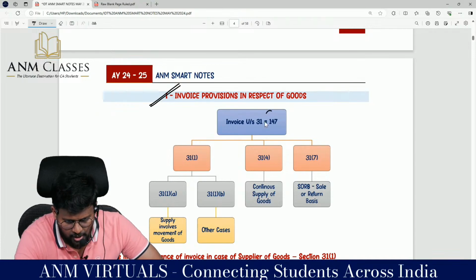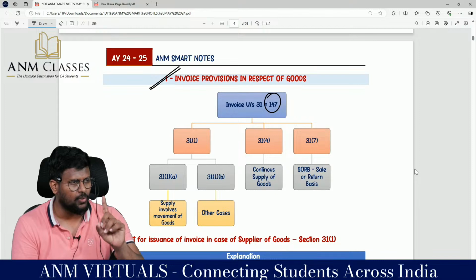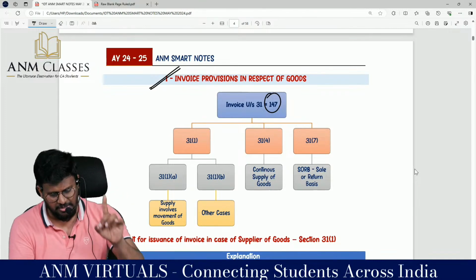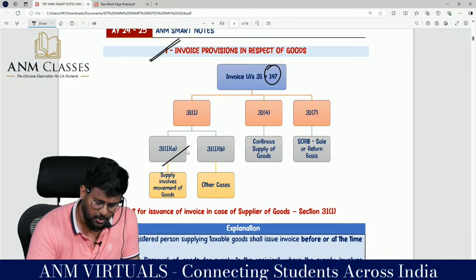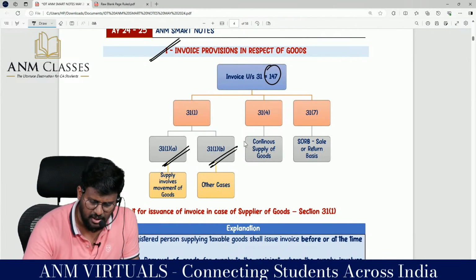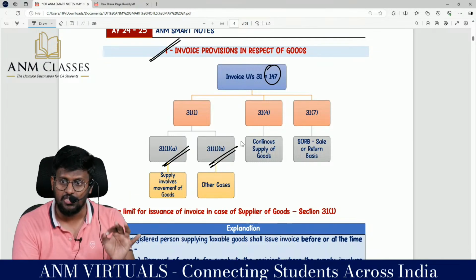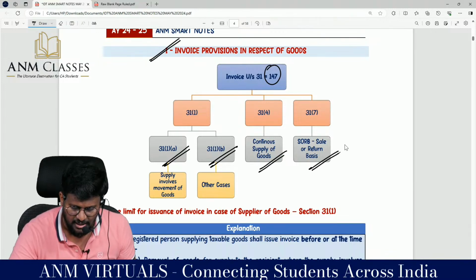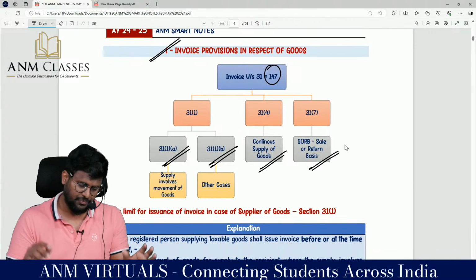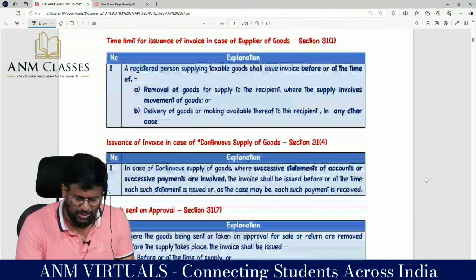Sir, goods is equal to section 147. Yes, sir. Section 31 subsection 1, 31 subsection 4, 31 subsection 7. 31 subsection 1 is again classified into clause A, supply involves movement of goods, and clause B, supply does not involve movement of goods; 31 subsection 4, continuous supply of goods; and 31 subsection 7, sale or return. Sir, we should know when we are supposed to raise the invoice, correct?